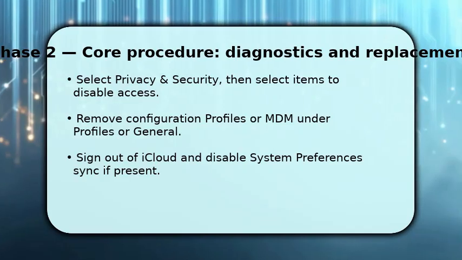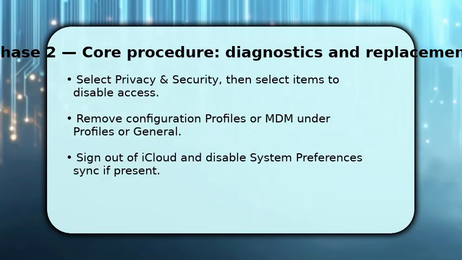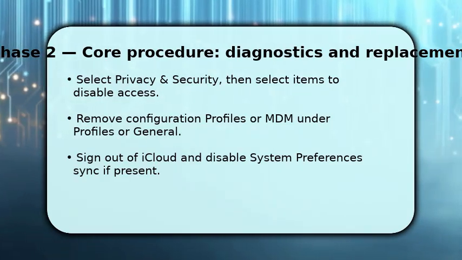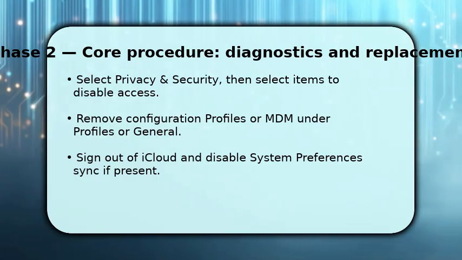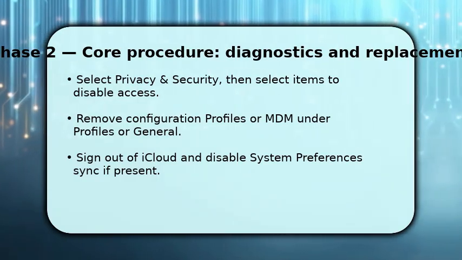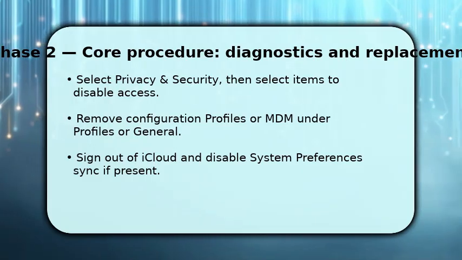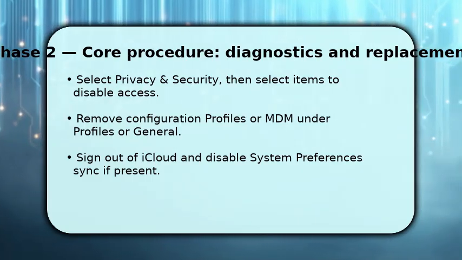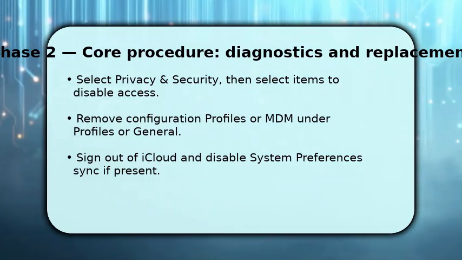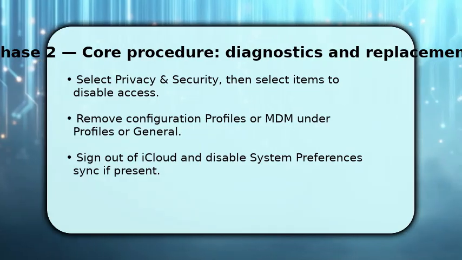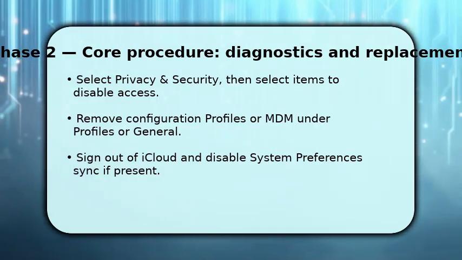You'll now disable individual panes. Go to Privacy and Security to revoke permission for apps that add preference panes. Once done, those panes stop appearing. Next, open Profiles or General > Profiles and remove any configuration profiles or MDM enrollments. That's often the cause of locked preferences.